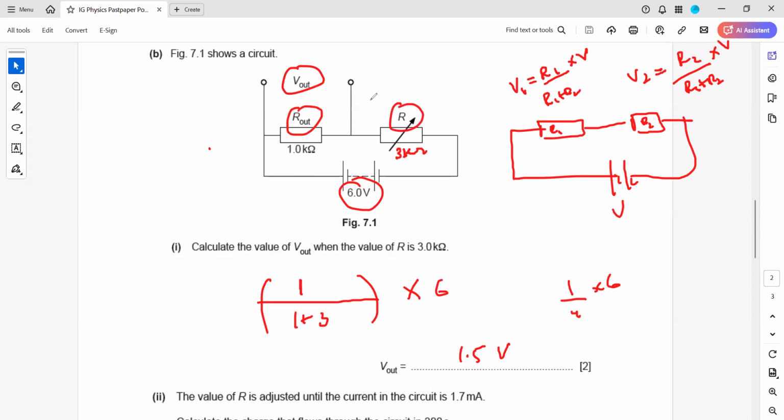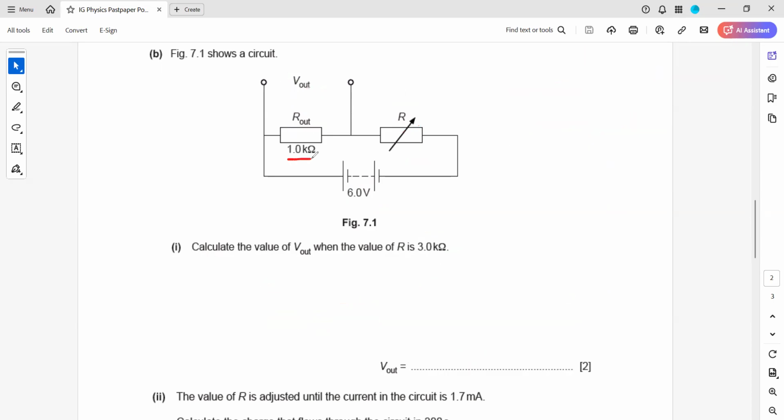I understand the question, but why did they write 1.0 in the diagram and 3.0 in the question? Because this is a variable resistor. This is a fixed resistor which has 1 kilo ohm, and the R in the question has a value of 3.0. Why didn't they write it in the diagram? Because it's a variable resistor, so its resistance can be changed. At this position, it has a resistance of 3, but its resistance is not constant, it can be changed as we move the sliding contact.